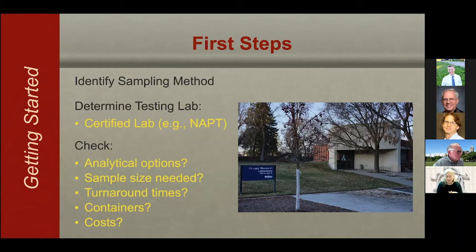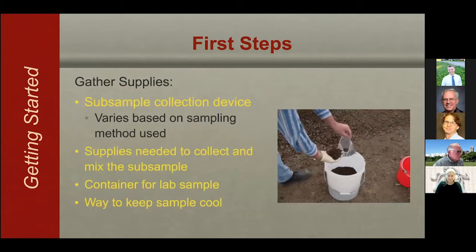You're going to want to make sure that they can do the analyses that you want. You're going to want to check and see what size sample they require. Different labs can have different requirements for that. If you are sampling prior to application, you are definitely going to want to know the turnaround times. Will you have your results in a week or two, or is that more like a month or 6 weeks? Because you want to sample as close to application time as possible, you want to know how far in advance you need to send that sample in. You'll want to check on what kind of containers they want you to send the samples in and the costs.